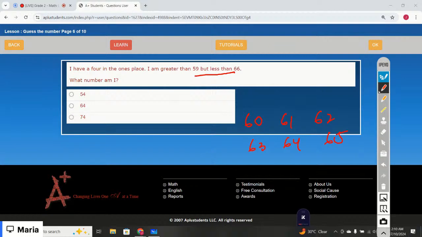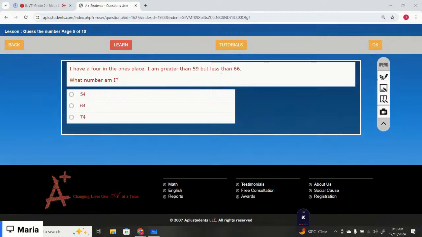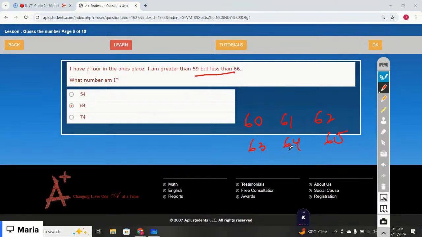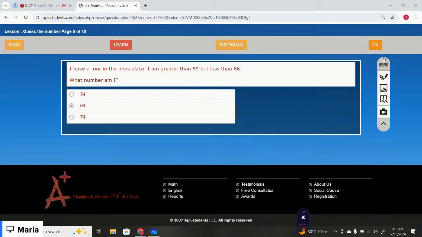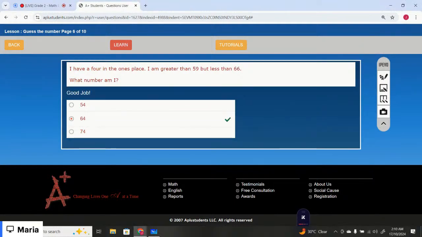So which number has a 4 in the ones place? 64 it is. Got it? The correct option is 64. The only number that has 4 at the ones place is 64. So option number 2 is the correct option. Got it?